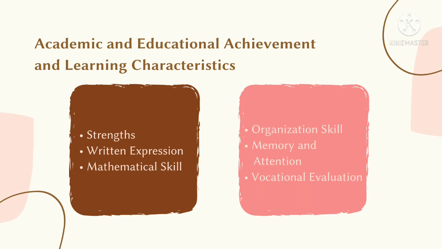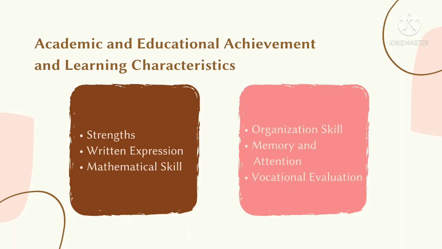So the next one is academic and educational achievement and learning characteristics. The current levels of knowledge and development in subject and skill areas, including activities of daily living, level of intellectual functioning, and adaptive behavior, expected rate of progress in acquiring skills and information, and learning style. So under this, we have the strengths, the written expression, the mathematical skill, the organizational skill, the memory and attention, and lastly, the vocational evaluation that the teacher needs to consider in developing an IEP.